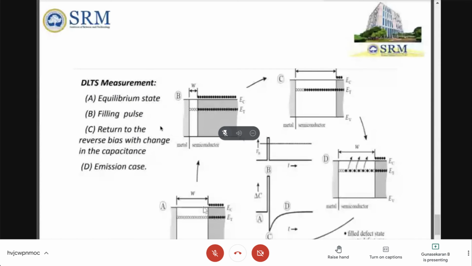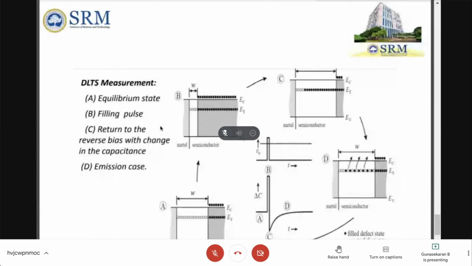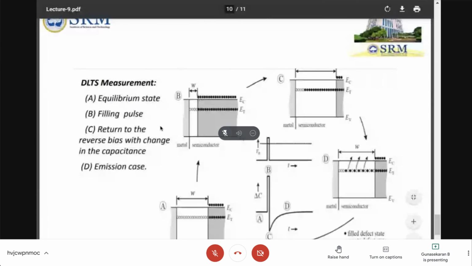This is the normal case, the equilibrium condition. This is forward bias, and these are the reverse bias conditions. Returning to reverse bias, with the change in capacitance the emission occurs. Again, all are emitted, each and every one. Now all the filled states are completely empty, so they come back to the equilibrium position like this. Do you understand? Yes, sir. Equilibrium condition, forward bias, reverse bias, and slowly it comes again to the equilibrium condition. So this is one cycle.